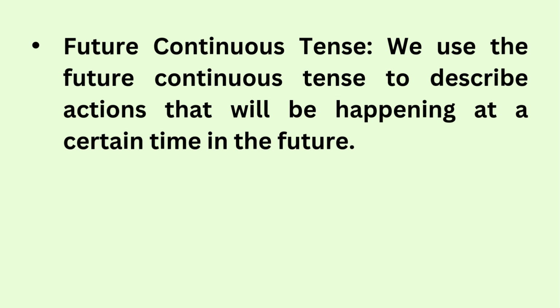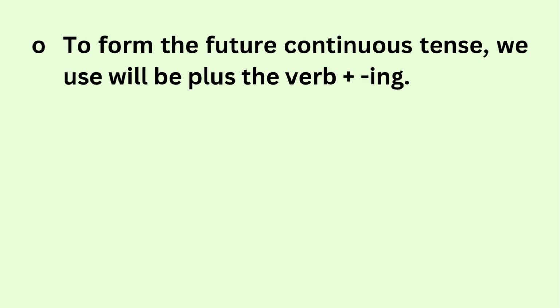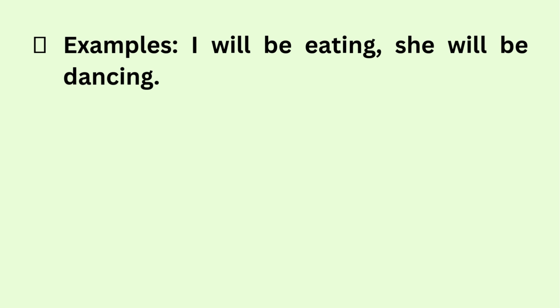Future continuous tense. We use the future continuous tense to describe actions that will be happening at a certain time in the future. Example: I will be studying at 8 p.m. They will be watching a movie tomorrow. To form the future continuous tense, we use will be plus the verb plus ing. Examples: I will be eating, she will be dancing.